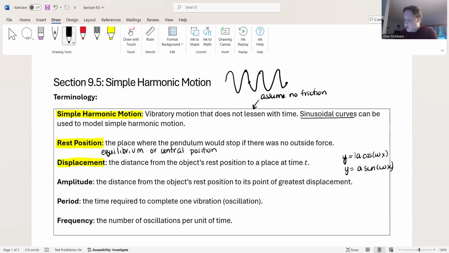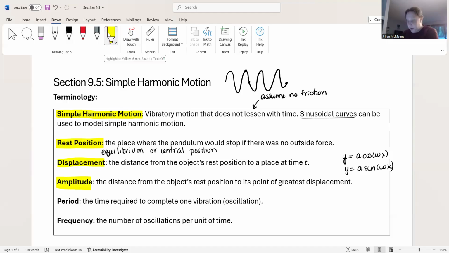And amplitude was this little critter right here. We said, hey, if we take the absolute value of a, that becomes our amplitude. Amplitude, in case you forgot, is the distance from the object's rest position to its point of greatest displacement. So from rest to the max displacement in either direction, that is your amplitude. How high can it really go from rest? How low can it really go from rest? So that's amplitude. That should not be new to you.